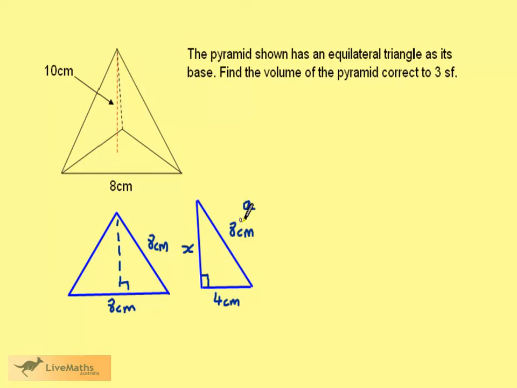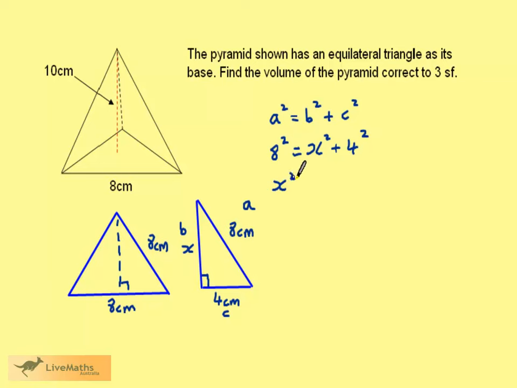A is always the hypotenuse, and B and C the shorter sides. Pythagoras' theorem says that a squared is equal to b squared plus c squared. So here we have that 8 squared is equal to x squared plus 4 squared.